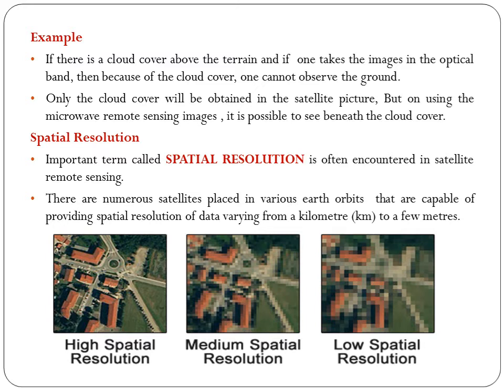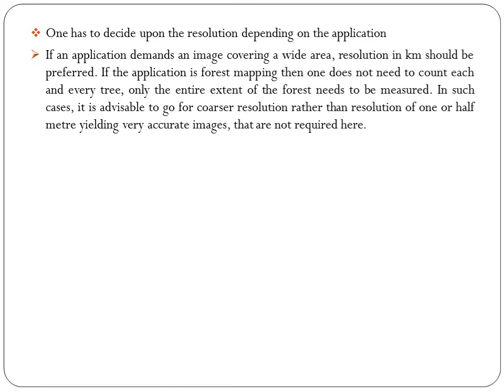The last one is the high spatial resolution, where you can see the exact structure of terrains, fields, buildings, roads, terrestrial trees, etc. So spatial resolution plays an important role in remote sensing. One has to decide upon the resolution depending upon the application that is being used. If an application demands an image covering a wide area, resolution in kilometers should be preferred.